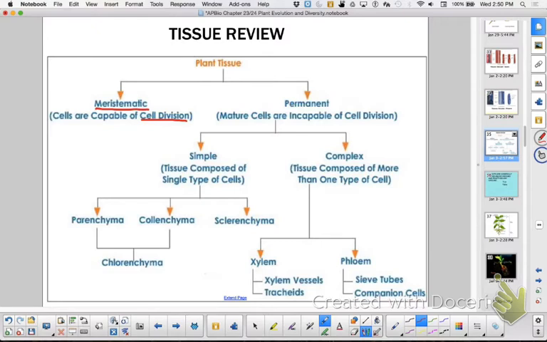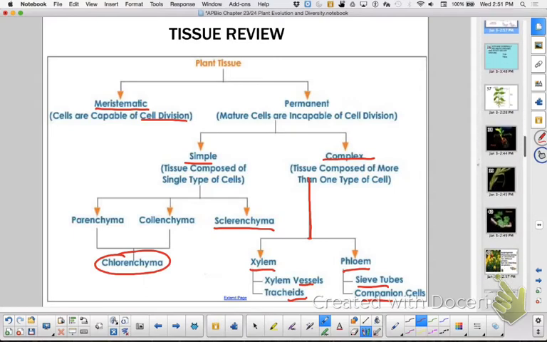Okay, then we look at simple and complex cells here. Complex, we look at xylem, vessels, tracheids, like we discussed, sieve tubes, companion cells. And then here are your parenchyma, and sclerenchyma. Notice these say chlorenchyma. What is that? What could that mean? What could they have in them? Chlorophyll. What does that mean they could do? Photosynthesis.